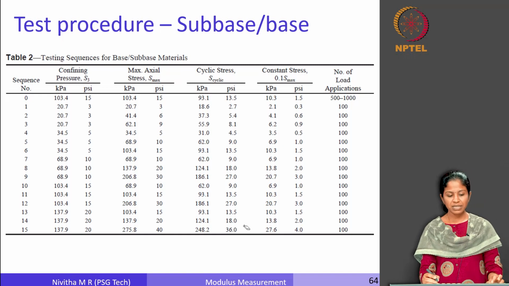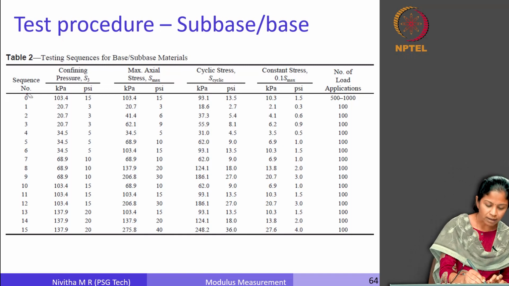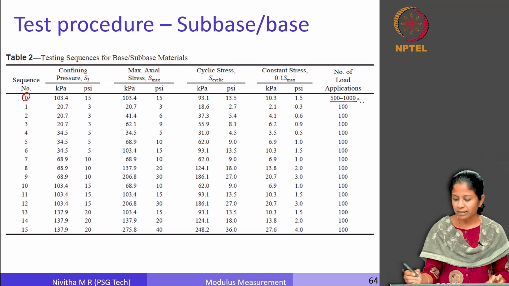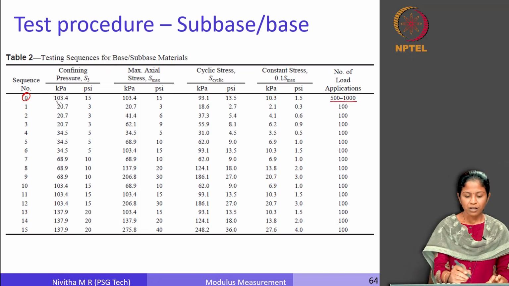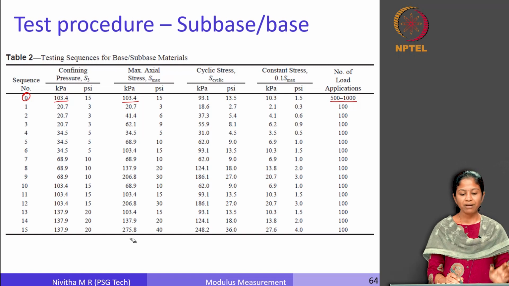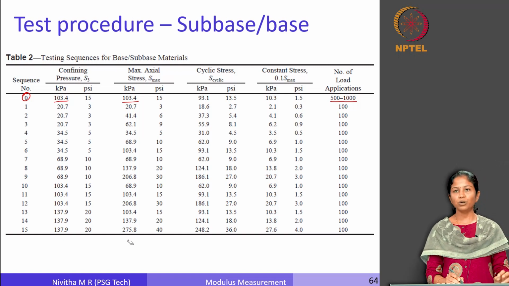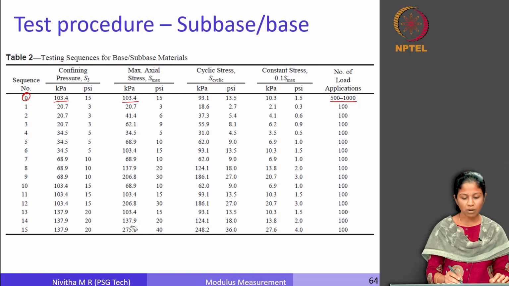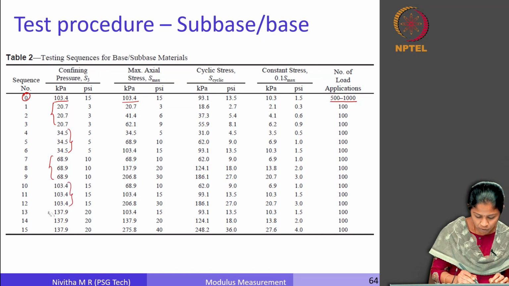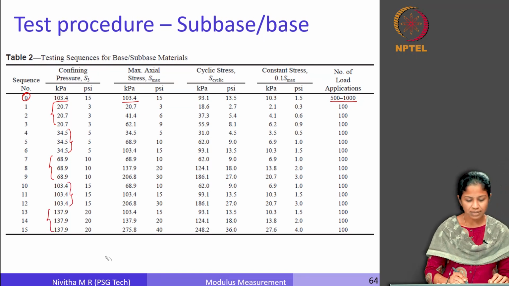For base and subbase materials, this is the sequence 0. We use 500 to 1000 cycles to achieve the resilient state. You can see here the confining pressure and the maximum axial stress. After this, we have 5 different confining pressures in comparison to the 3 confining pressures that we saw earlier. These are 20, 37.5, 68.9, 103.4 and 137.